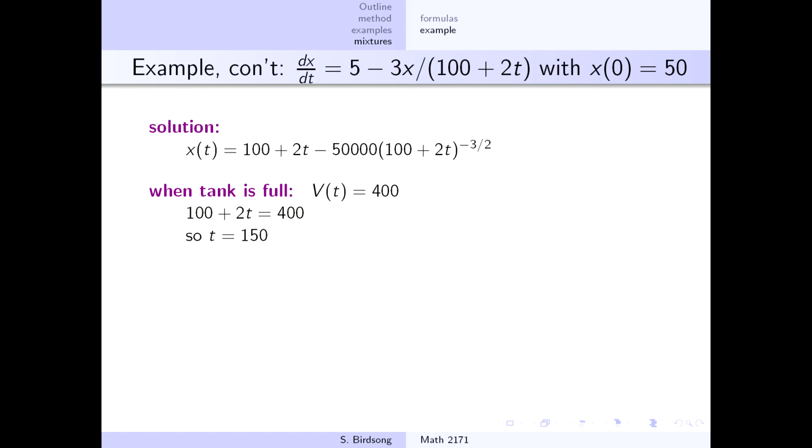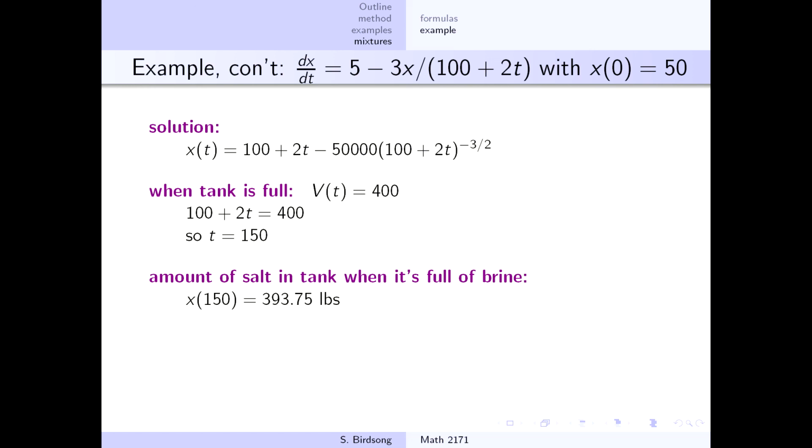Now, at this point, we're ready to start thinking about concentration. Okay? So how much salt is in the tank when it's full of brine? Well, we're going to plug 150 into this formula. I just plugged 150 in for t in this formula, plugged it into my calculator, and I got back 393.75 pounds of salt was in the tank when it was full. Now, that's not concentration. That's how much salt was actually in the tank.